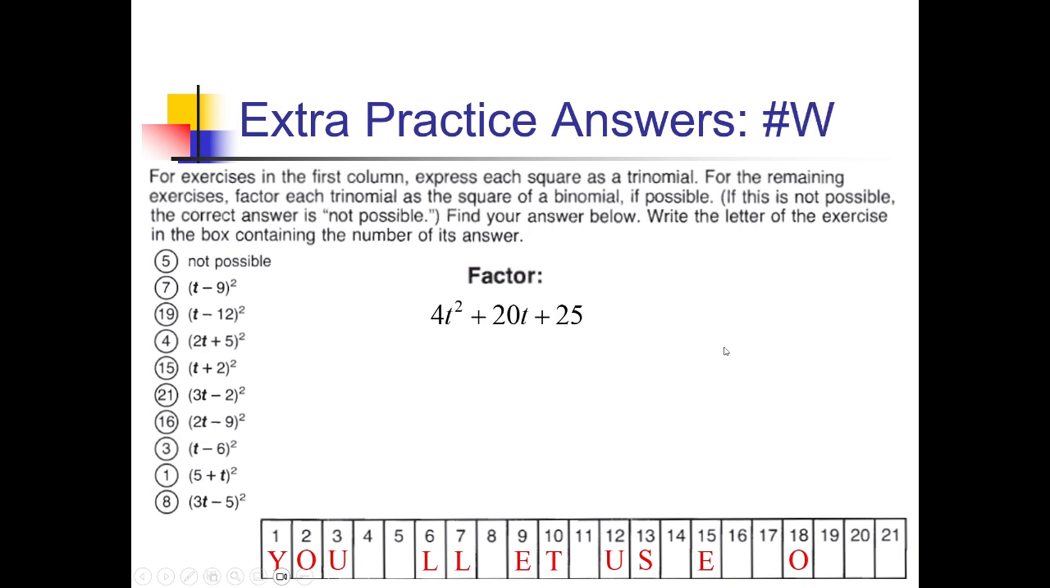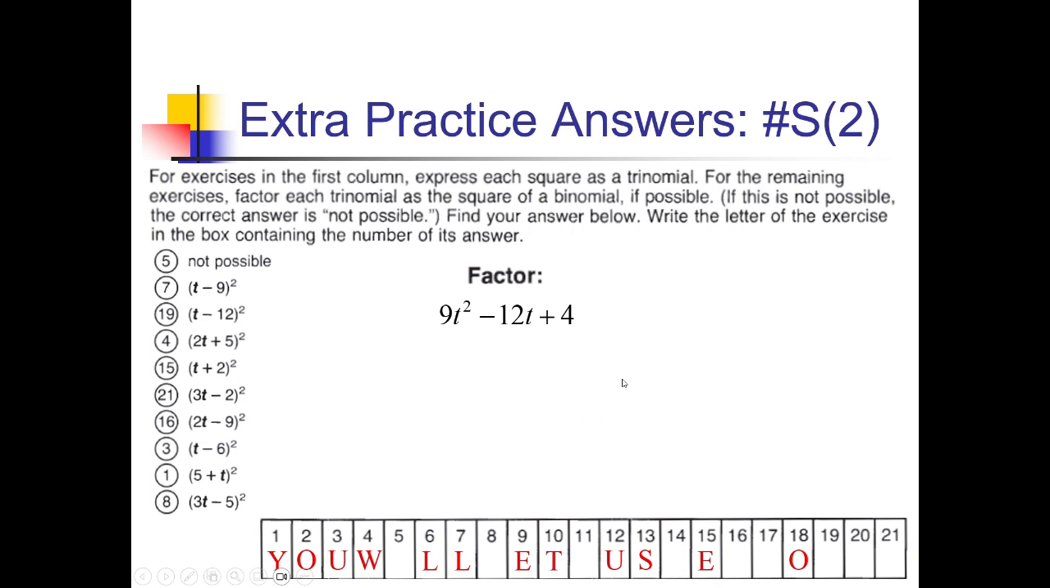The next one is the only problem w of the puzzle. So square rooting our first thing, we've got 2t, and then last square root is going to be a 5. Middle term's positive, so (2t + 5) squared. Doing our check, we've got 2 times 2t times 5. That's 4t times 5, which is going to be 20t, which is what we had in the middle to start. So (2t + 5) quantity squared, that's right here, that's number 4. So 4 is a w, so there it is.